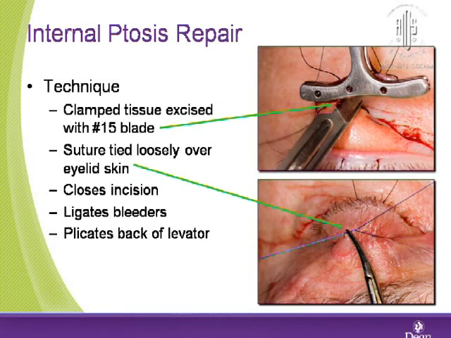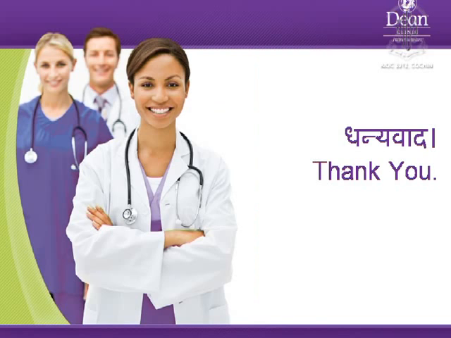And we go in horizontal mattress fashion, back and forth, under the Putterman clamp. We excise the tissue against the clamp, and this leaves that Prolene horizontal mattress nicely in place. And then we return the eyelid to its original position and tie this loosely over the eyelid skin.